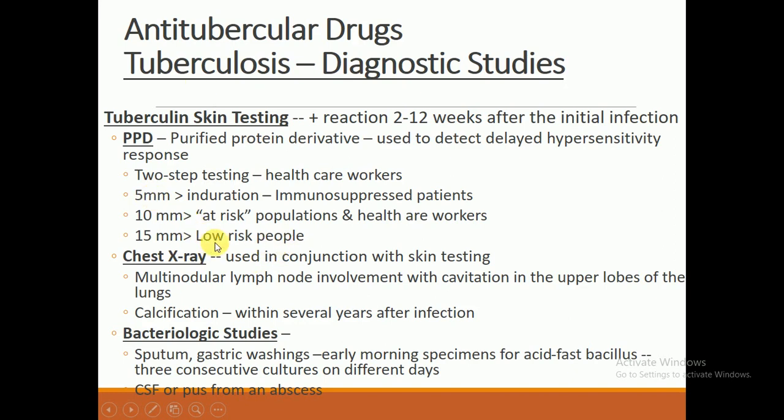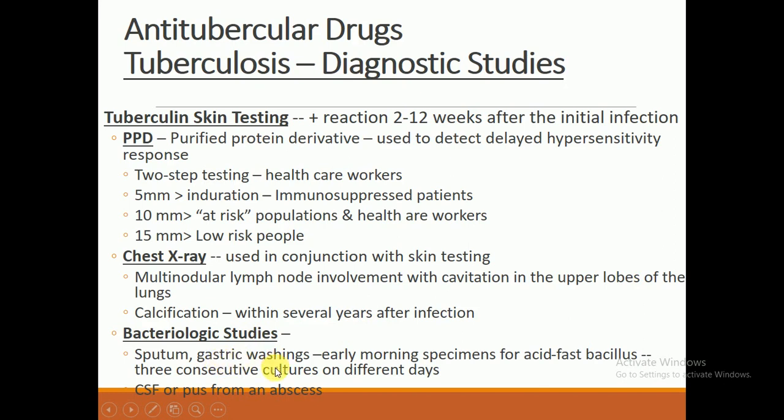So these are the different diagnostic techniques through which we can perform tuberculin skin testing in order to detect tuberculosis. The chest X-ray is used in conjunction with the skin testing, and shows multinodular lymph node involvement with cavitations in the upper lobes of the lungs. Calcification may occur within several years after infection.